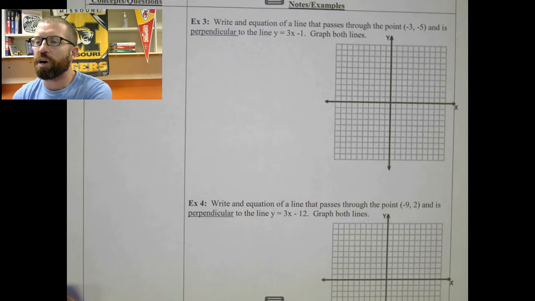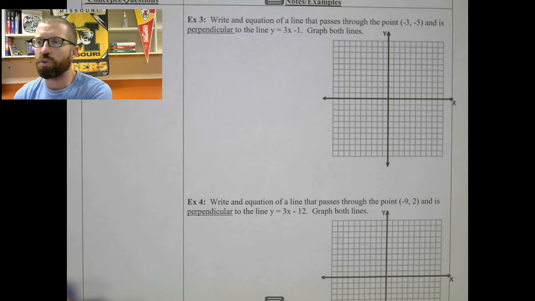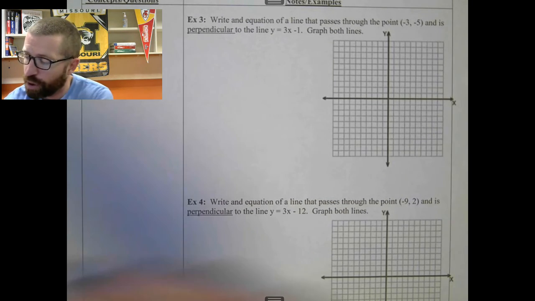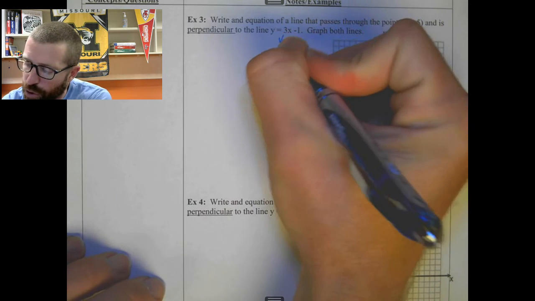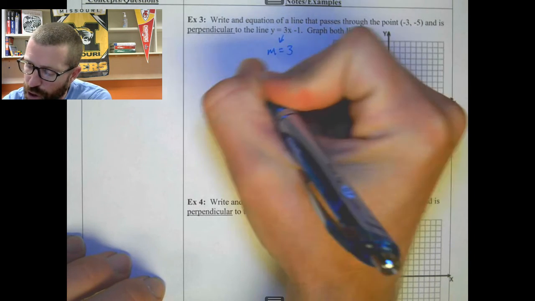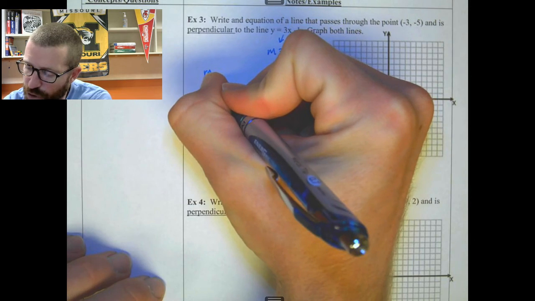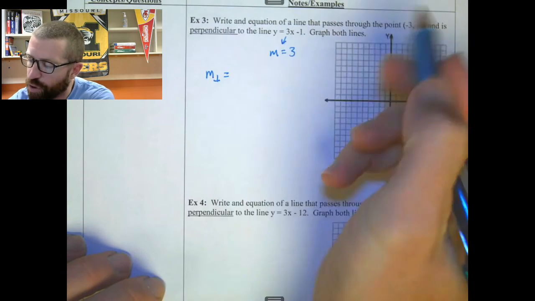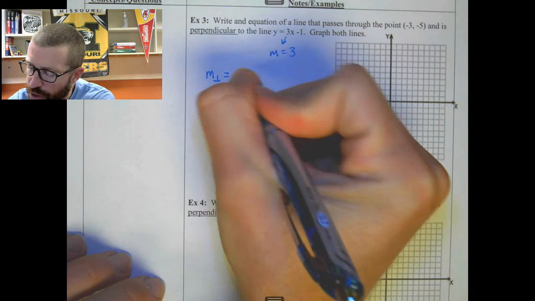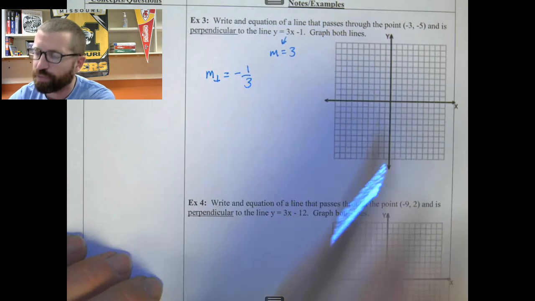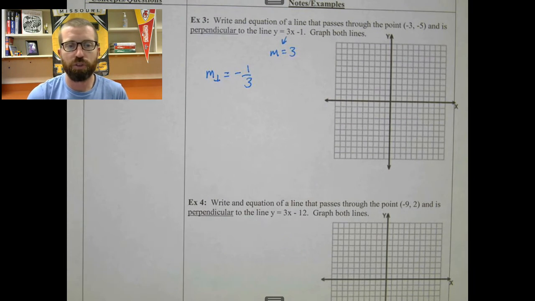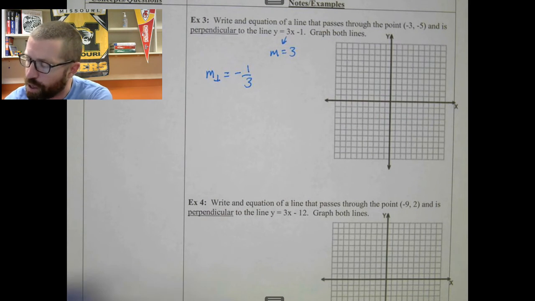Okay, so I would go ahead and pause the video here and try these on your own, writing the equation of the perpendicular line. Keep in mind the first thing you've got to do is find the slope. So our slope here is 3. Our perpendicular slope, and this is the symbol for perpendicular, just two little perpendicular lines, is change the sign and flip the fraction.